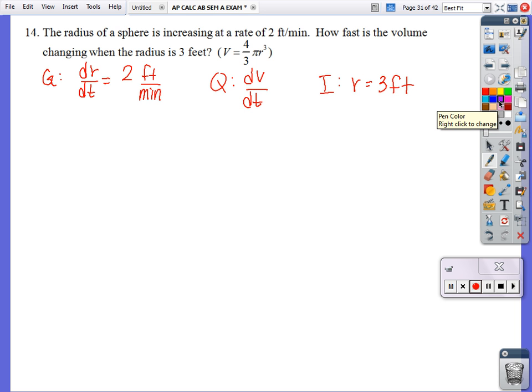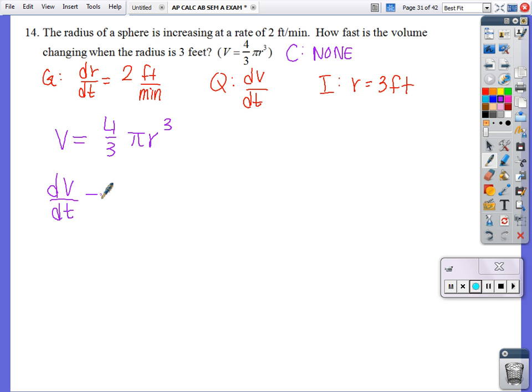We're talking about a sphere, so in terms of constants, there are none. And so the only thing I'm missing is the formula, which they gave. The volume is 4/3 pi r cubed. If I want to find the question, which is dV/dt, I'm going to take the derivative with respect to t, so this is a related rates problem. I get 4 pi r squared times dr/dt, because the radius is with respect to t.